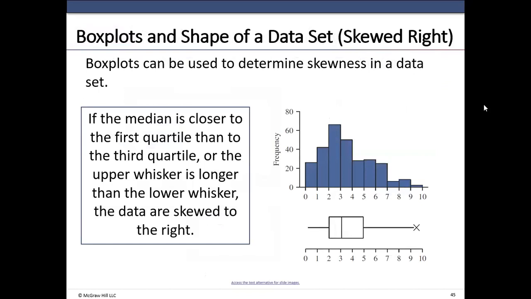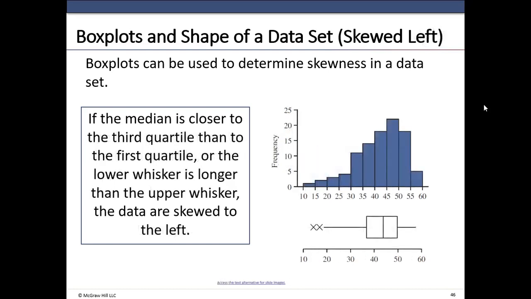So again, if the median is closer to the first quartile than to the third quartile, the upper whisker is longer than the lower whisker, the data are skewed. The median is the vertical line inside the box. It's closer to Q1. That means there is a lot of large numbers in this data set. The data set is skewed to the right, because the median is closer to Q1, the left boundary.